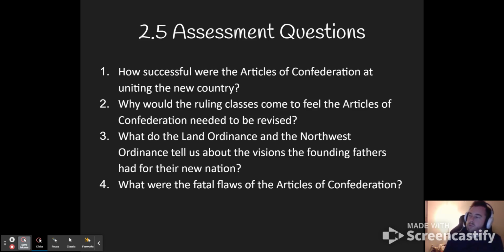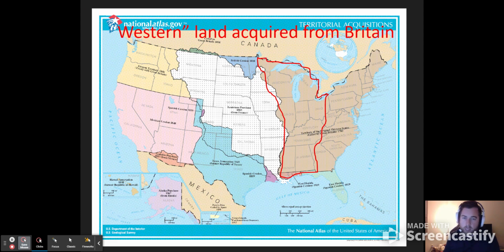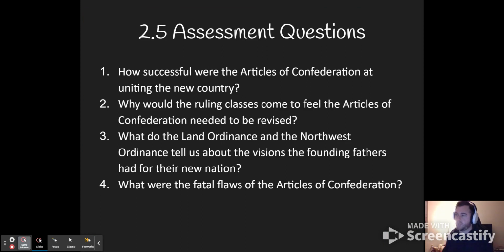Number three, what do the Land Ordinance and Northwest Ordinance tell us about the visions that the Founding Fathers had for their new nation? Realistically, if you look at the map again that we go back to when we talk about this stuff, the Founding Fathers very much expected people to start moving out west and settling this land. And so they wanted to put a plan in place so that when these territories became big enough, there would be something to trigger that those places would become states. And so they're thinking people are going to move west, and that happens, right? Some of the bigger states now are in the Midwest. Ohio is a big state. Illinois is a big state today. So, yeah. And then the final question here, what were the fatal flaws of the Articles of Confederation?